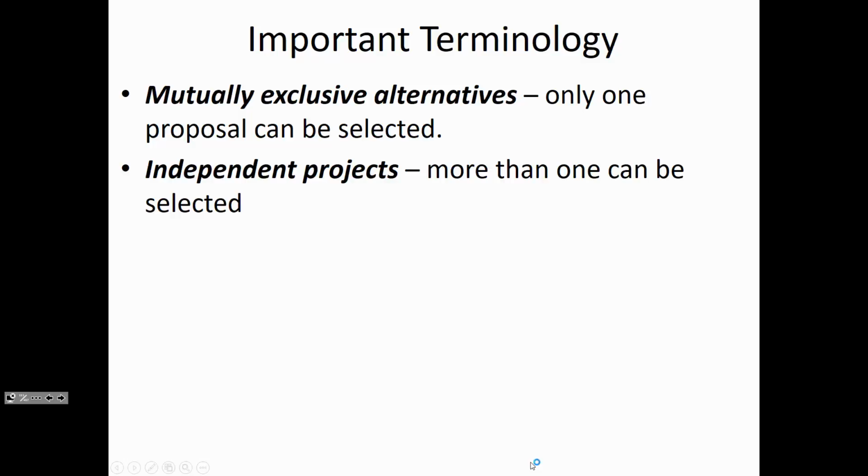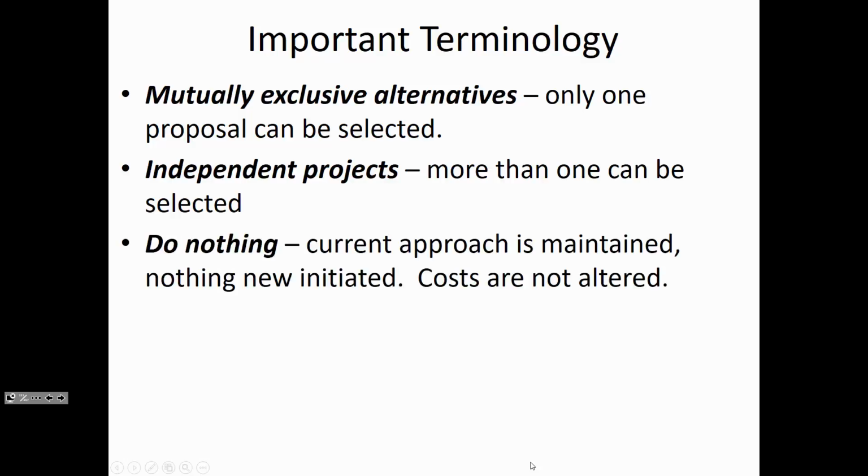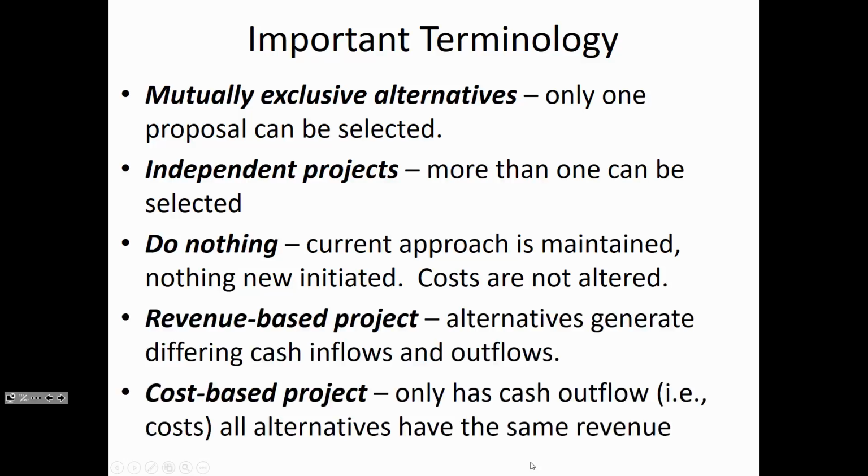For example, if you ever had a situation where there was an exam or a quiz or something. So a mutually exclusive alternative, only one of the choices is viable, whereas independent projects, you can choose more than one. The do-nothing alternative is just the current approach or making no new investment.